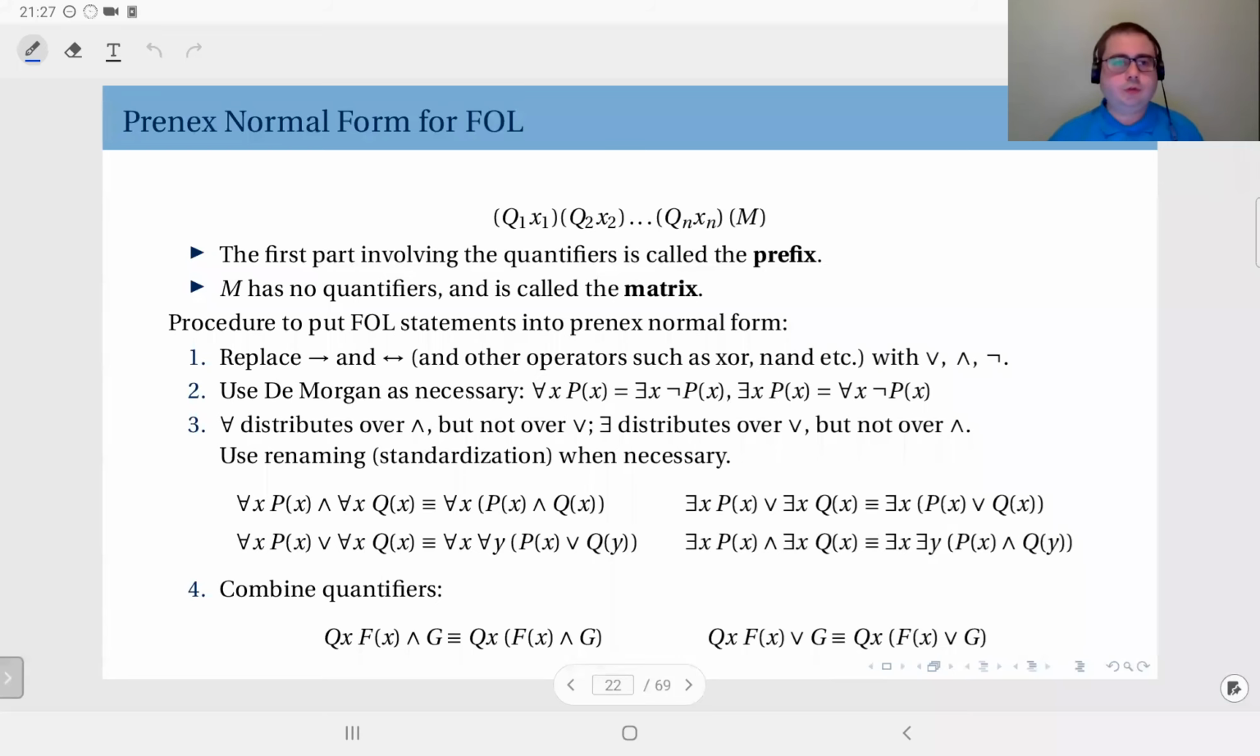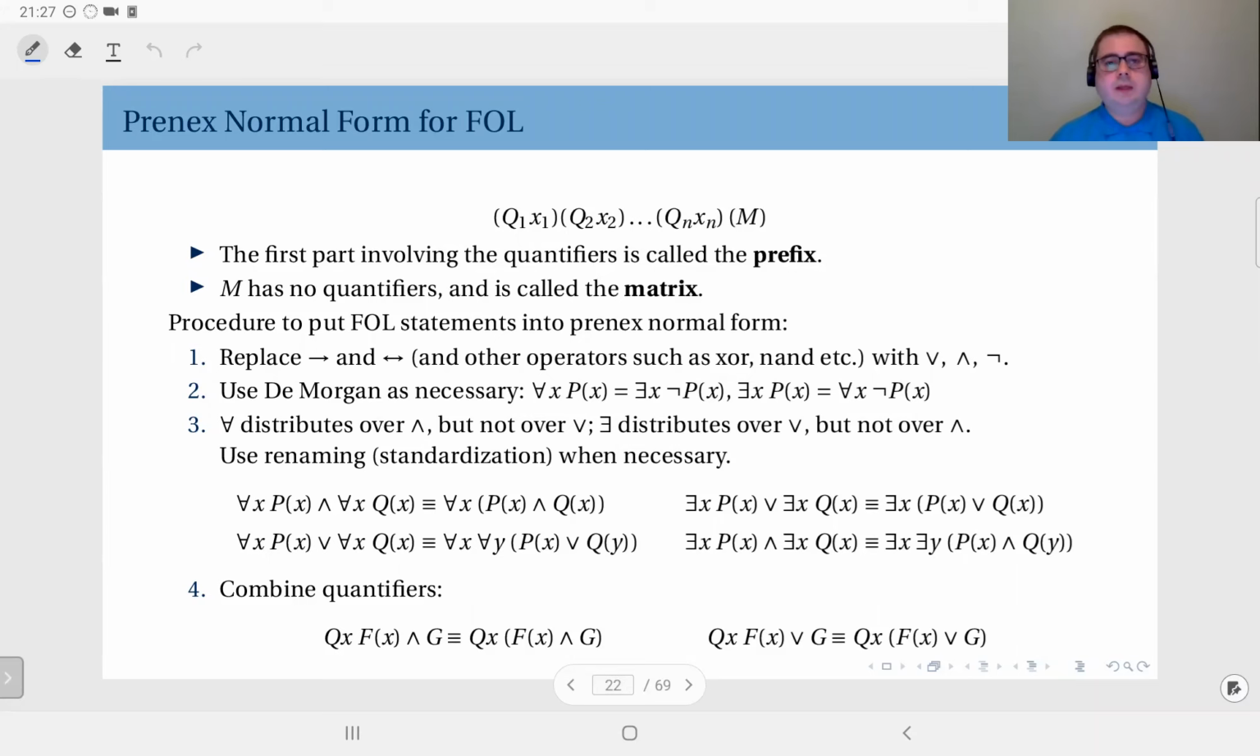Okay, at this point, we are ready to talk about the Prenex normal form for first order logic. If you remember last week, we discussed conjunctive and disjunctive normal forms for propositional logic. And normal forms are usually a canonical way to express logical statements, or they have certain properties that make certain procedures easier. And the Prenex normal form is a normal form which will help us employ inference rules when we encounter first order logic statements, and we will come to that later.